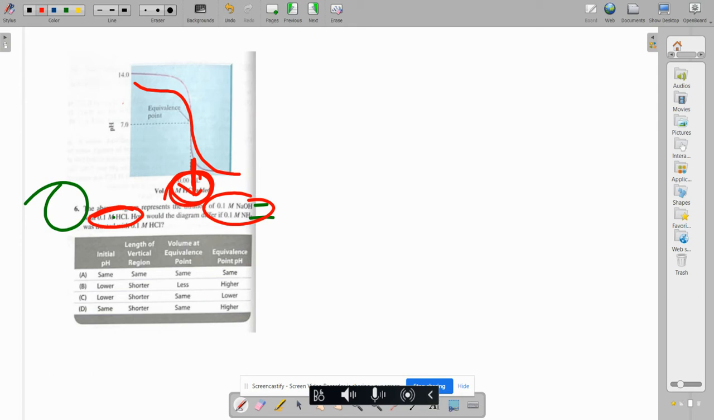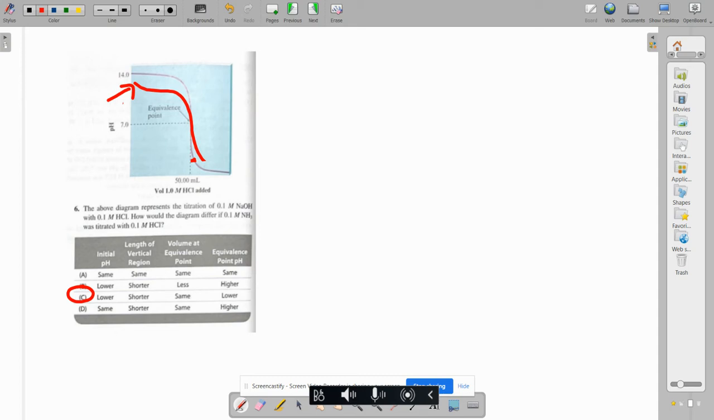So therefore, it said, boy, I can't even read the question anymore. It said, how would the diagram differ? So let's see. I think we answered most of these questions. So it looks like C is our best answer. And the reason for that is, yes, the initial pH would be lower. The length of the vertical range is shorter.